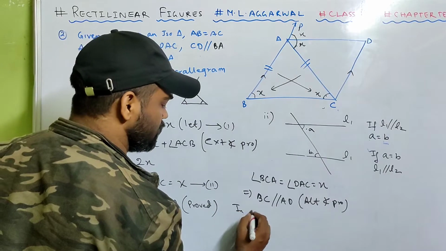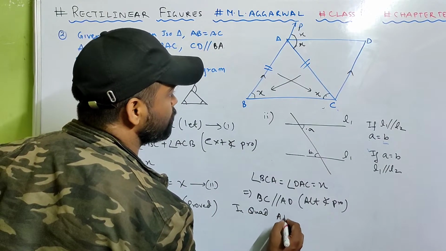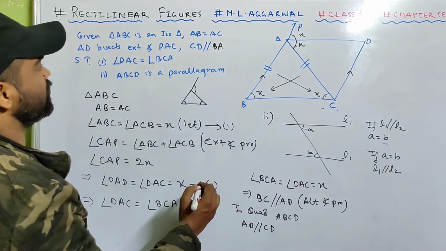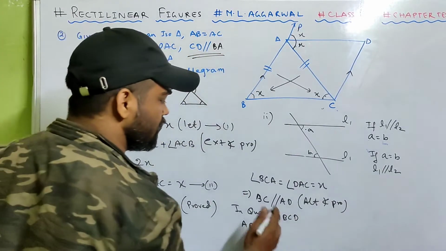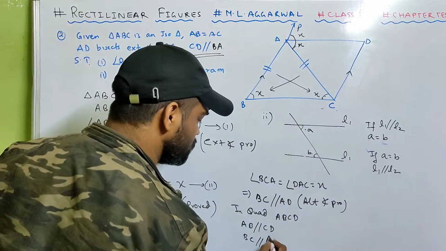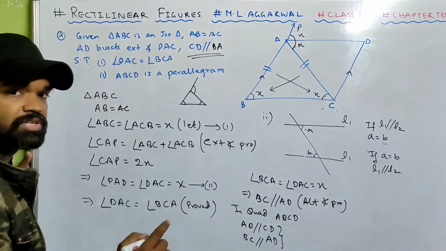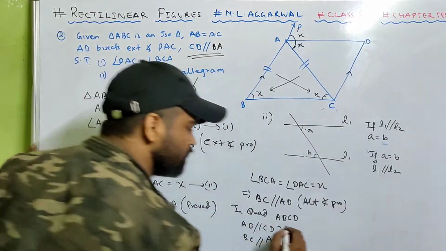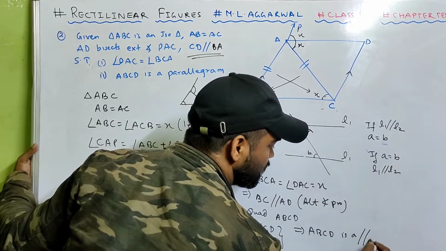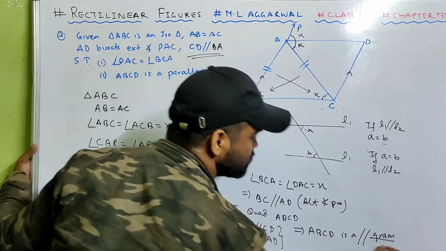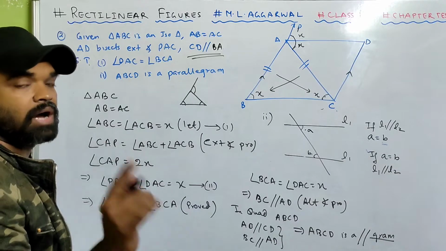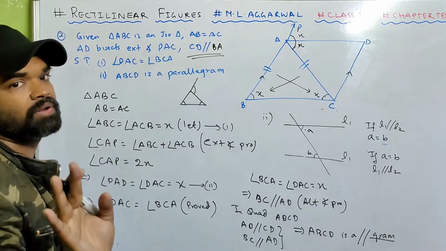Now in quadrilateral ABCD, AB is parallel to CD, that is given to us. And just now we proved that BC is parallel to AD, which means opposite sides of the quadrilateral are parallel to each other, which simply means that ABCD is a parallelogram. Remember all the properties, okay? Very easy. In a quadrilateral, if opposite sides are parallel to each other, then it's a parallelogram.